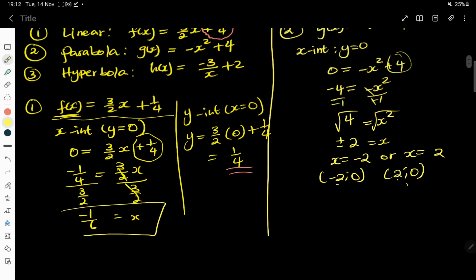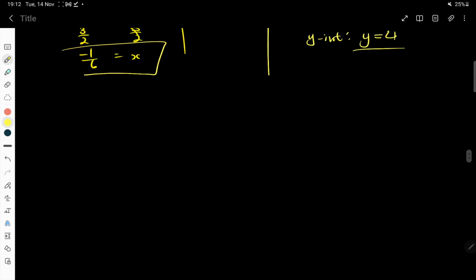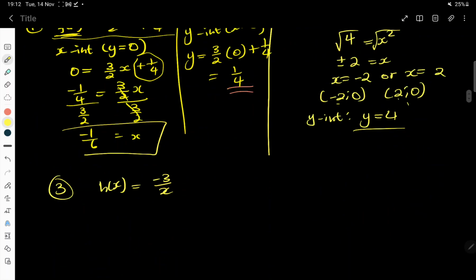Then for the y-intercept, you always get it from the equation. Remember, I told you the y-intercept is 4. So you can just write y-intercept, y is equal to 4. Then you are done. Then the last one, for a hyperbola, you have h of x is equal to negative 3 over x plus 2.